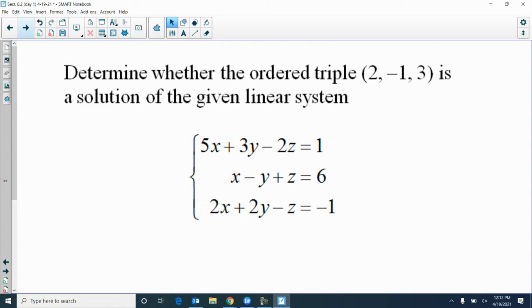So Sierra, is it a solution or not? Yes, it is. It works for all 3. Okay. There might be more solutions, but we know that one is at least a solution.